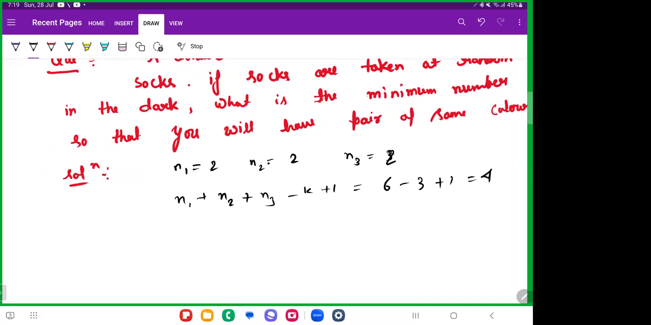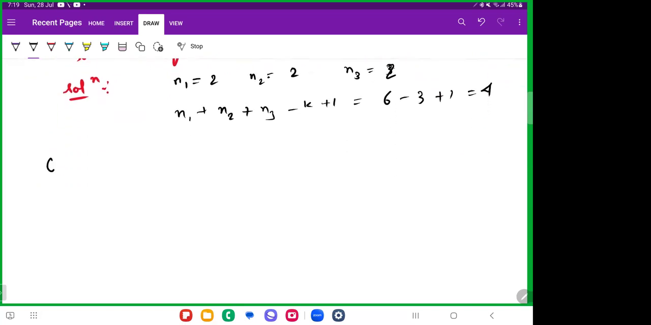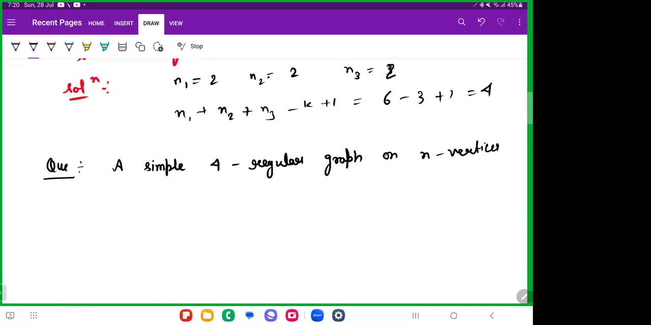What else? A simple four regular graph on n vertices will have how many edges? Let me not give you options. You should answer it without giving options, right?